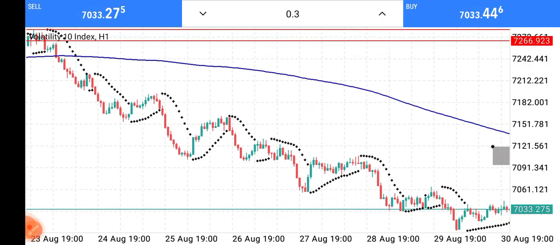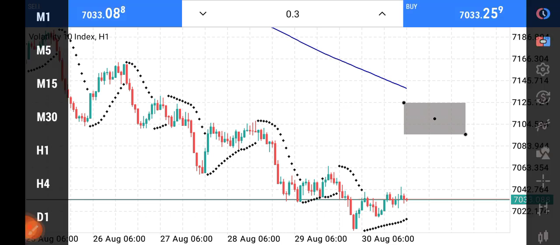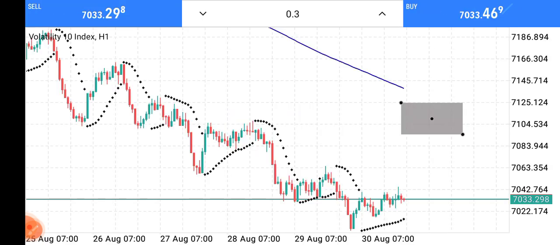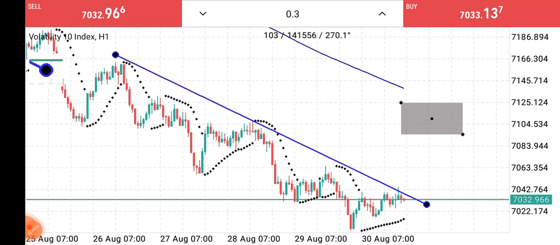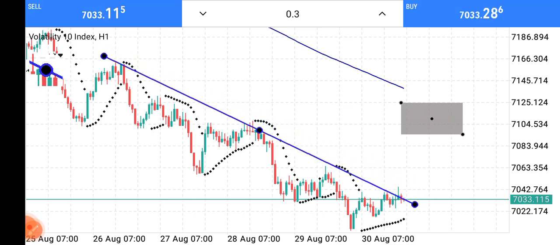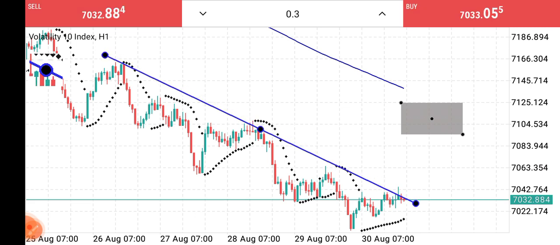Now for you to draw your trend line for a downtrend, you draw on top, you draw on the lower highs. Now let me show you. You go to your tool, you pick your trend line tool and you draw. Like I said, you must touch the trend line at three points, be it downtrend or uptrend.